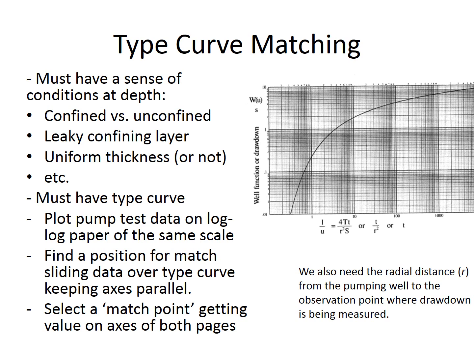Once you find a good place where the data overlies the type curve, you can pick any point on both curves and call that the match point. And we'll be making observations of the W(u), the u, the S, and the T associated with that match. Let me illustrate. On the bottom right of the slide, you'll see that we also need the radial distance from the pumping well to the observation well, where we're making our observations of drawdown. Now let's take a look at another way of seeing this.